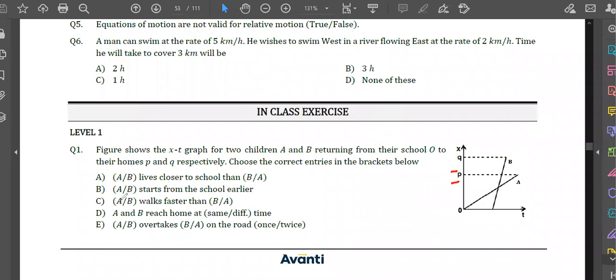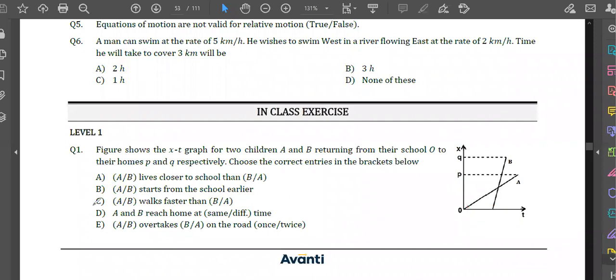Okay, so it's easy. Now, dash starts from the school earlier. Who starts earlier, A or B? See, A starts at time t equal to 0, and B starts after some time. So who starts early? A, right? Got it? A. Very simple problem.